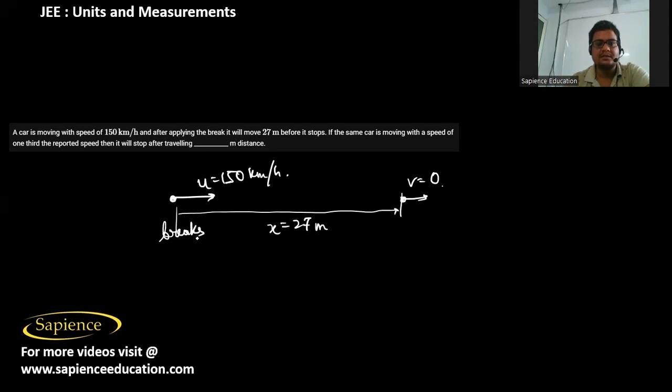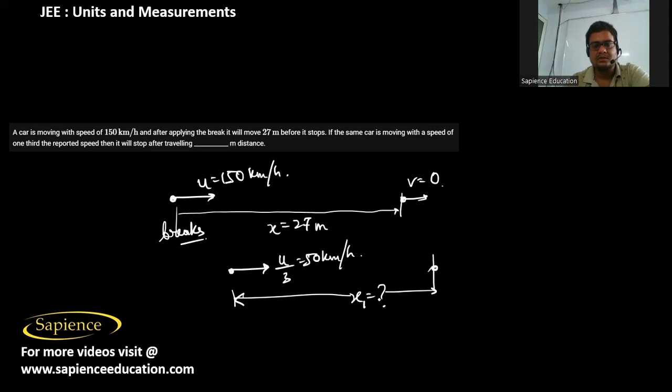it applies its brakes. If the same car is moving with a speed of 1/3 the reported speed, then it will stop after traveling dash meter distance. So if it is moving with a speed of u by 3, that is 50 kilometer per hour, then after how much distance it will stop, that we have to find. That is x1, suppose. So after how much distance it will stop means v equal to 0, that we have to find out. This x we have to find.